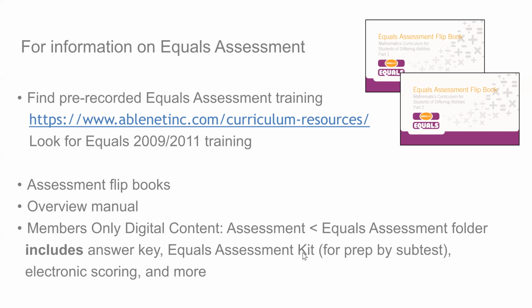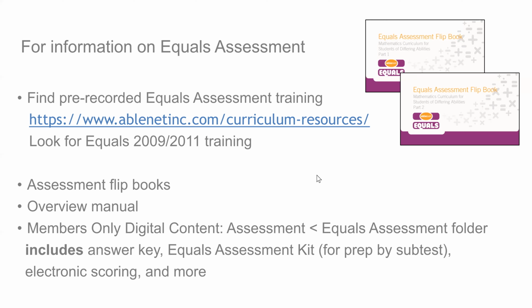This is important to know, there are 2 assessment flip books that are small. Since we have 2 versions of Equals, I like to point this out. In the newer version, they're large sized, like an 8.5 by 11 sized sheet of paper. These are half of that. So you have the short books, then you have this 2009-2011 version.